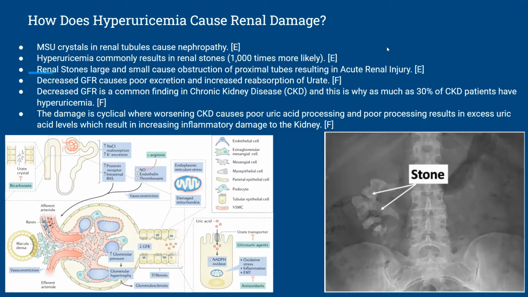A big way we can also see that is these crystals can form outside of the glomerular process, and they form inside of the tubules themselves, where they can form renal stones. The book says it's 1,000 times more likely. That's a whole lot.